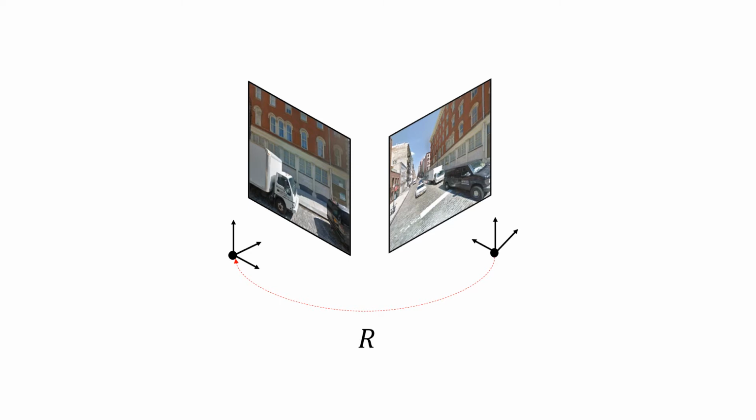Our work considers the problem of estimating the relative orientation between a pair of images. This task typically requires estimating corresponding points, such as between the white trunk or the red building in this example.